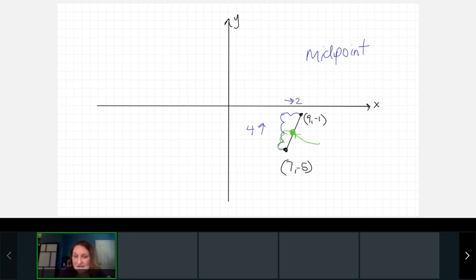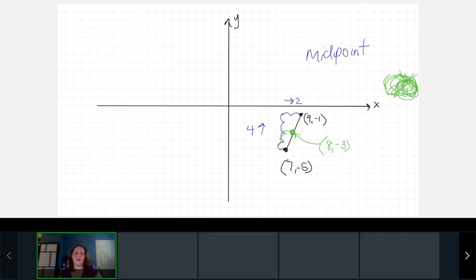Now, the coordinate is not 2, 1. That's not the coordinate. No, no, no, no, no. That's a mistake that students make. The coordinate is not 2, 1. That's just how I got there, up 2 over 1. I needed the coordinate of that point. So I would go over 8 and down 3. So the coordinate of that point is 8, negative 3.